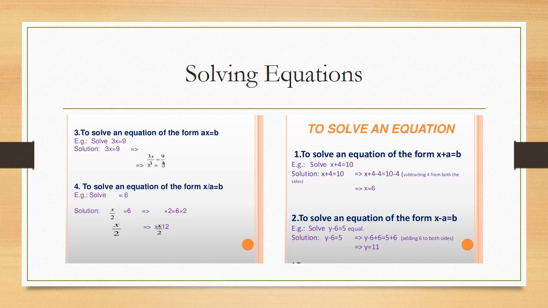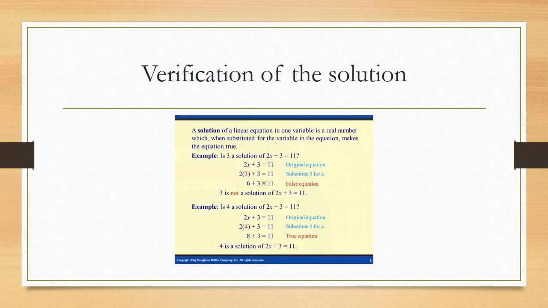Solving equations. Now we look at some more examples. 3x is equal to 9, x is equal to 9 upon 3, x is equal to 3. x upon 2 is equal to 6, x is equal to 2 into 6, x is equal to 12. x plus 4 is equal to 10, x is equal to 10 minus 4, that is 6. y minus 6 is equal to 5, y is equal to 5 plus 6, y is equal to 11.